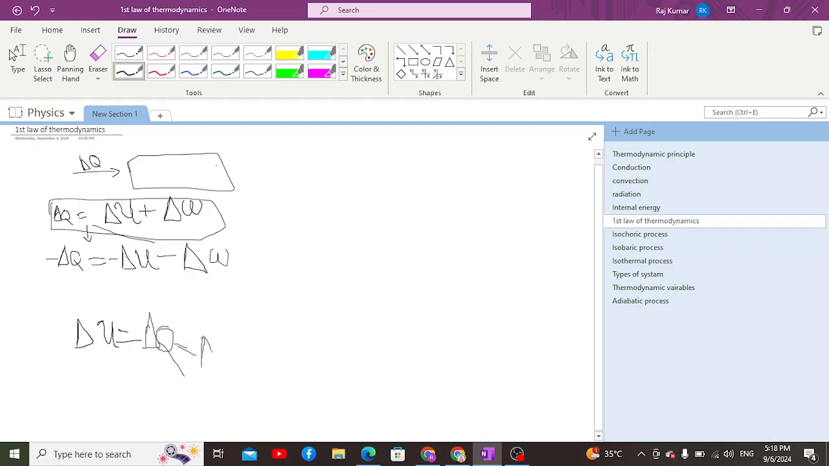Del U is equal to del Q minus del W. Now this is a manipulated version of this equation, which shows that whenever there is a decrease or increase in the internal energy, then at that moment the change in thermal energy minus the work done is equal to the increase or decrease in the internal energy. Such that whenever thermal energy is provided, the energy which is left after the work done is known as the change in internal energy.